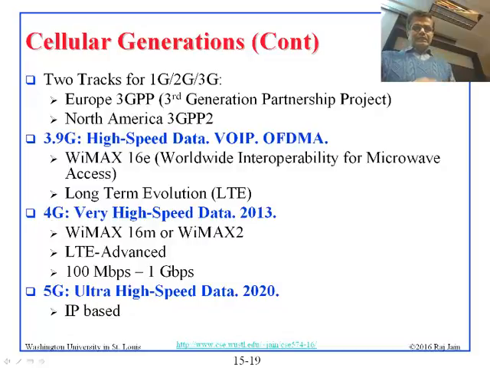Right? So WiMAX is there, but it is so little that I don't want to talk about it here now. So WiMAX was 3.9G, and then WiMAX 2 is 4G. And 5G would be 2020. Okay, so in 4 or 5 years, we will have the next generation.